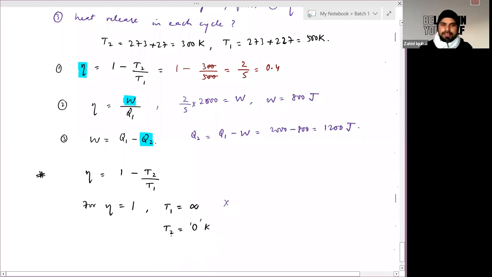And second, temperature of sink becomes 0 Kelvin. So I had defined to you about 0 Kelvin. You must have learned about it in chemistry also. It is the temperature at which there will be no existence of matter. So this can't be possible. It means efficiency of heat engine can never equal unity or 100%.